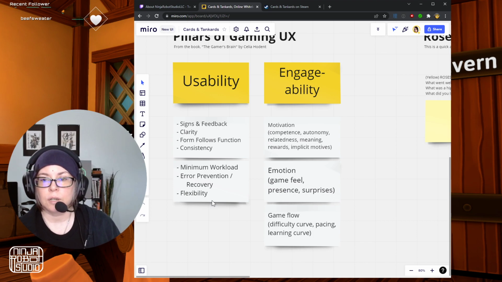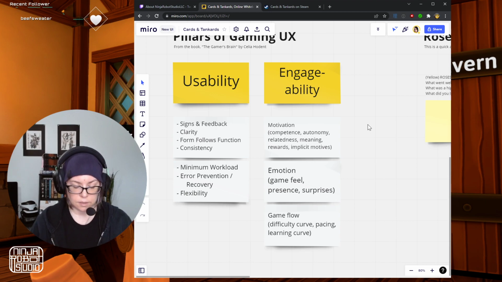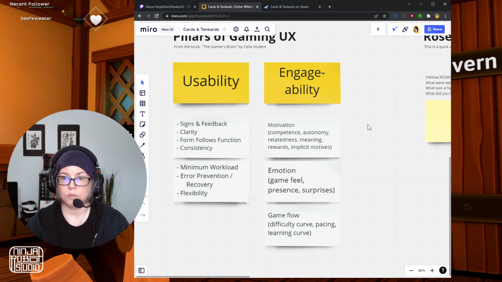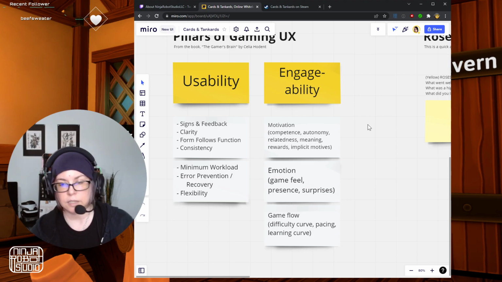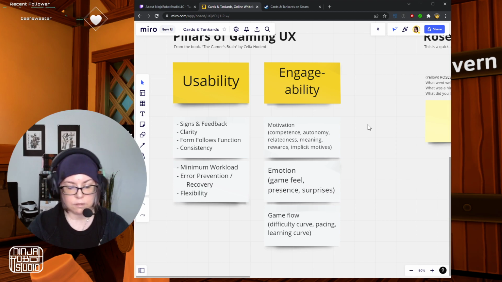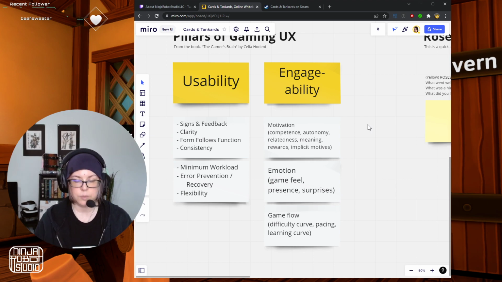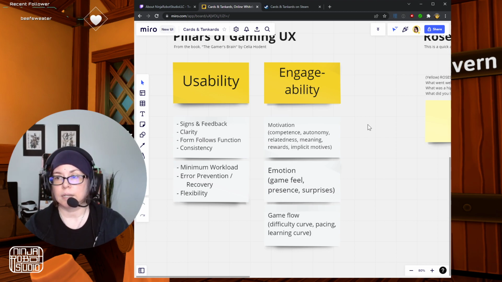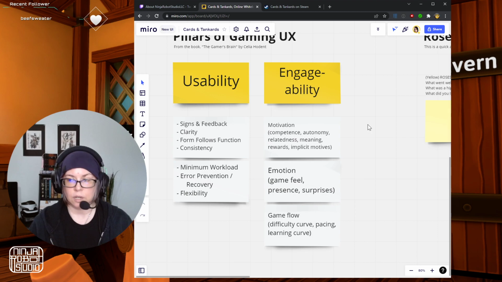And then you have this new category that's specifically for games that is called engageability. And there are 3 pillars under that: motivation, emotion, and game flow. So for motivation, you want to satisfy a player's need for competence and autonomy and relatedness. How can they relate to this game and enjoy it? You want to focus on the meaning or the sense of purpose and value and impact that this game has for anything that players need to do or that they need to have to learn. You want to offer meaningful rewards.